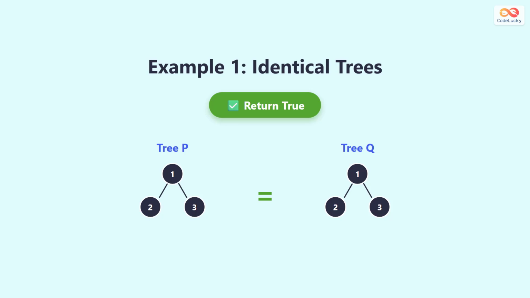Let's look at a case where the trees are identical. Here, tree P has a root of 1, a left child of 2, and a right child of 3. Tree Q has the exact same layout and values. Since both structure and values match perfectly, our function should return true.